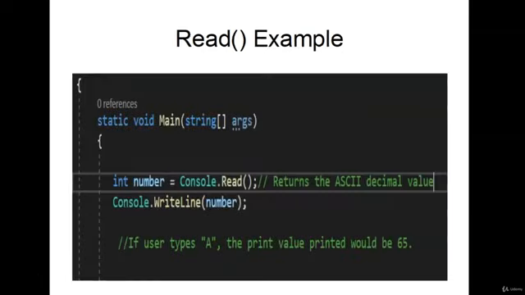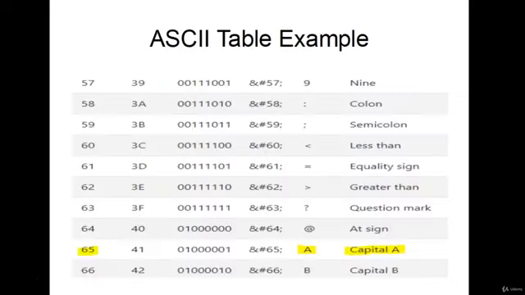Let's look at an example here. Let's say we have an integer called number, and number equals Console.Read. Once the console comes up, the user puts in the letter capital A. It would return the decimal value based on the ASCII table, and that would be assigned to number. When we print number, we would get 65. If we look at the table, we can see here, highlighted, capital A equals 65. You can Google this table to get familiar with it. I didn't think it was important to include in this course; it's something you would look up if you need it.